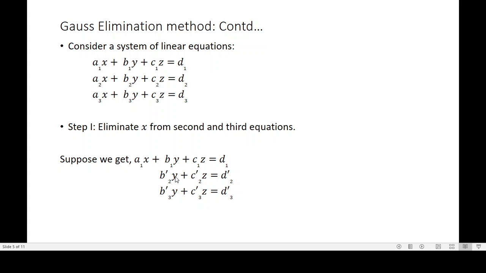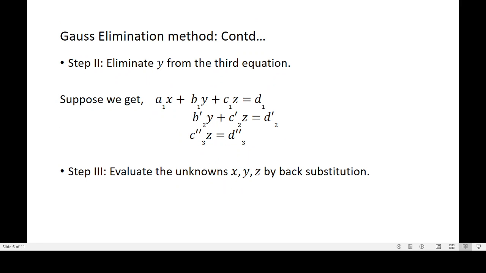Now the second step is to eliminate y from the third equation. Okay, consider the pivot element. Eliminate y from the third equation. How to eliminate y? We multiply the second equation by b3' divided by b2' and subtract it from the third equation. Okay, so the first equation is unchanged. The second equation also remains the same, whereas the third equation becomes c3''z = d3'', where y is eliminated. Okay, so the second step is to eliminate y from the third equation.